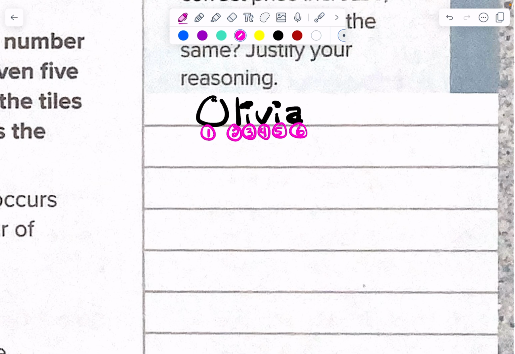But let's say instead I pull the O out first, right? The L out second. Let's say I pull this I out third, this V out fourth, this I out fifth, and this A out sixth. Will I still spell Olivia? If I switch these two I's around, will it still spell Olivia? Yeah, but technically that's a different combination, but it will still spell the word Olivia.